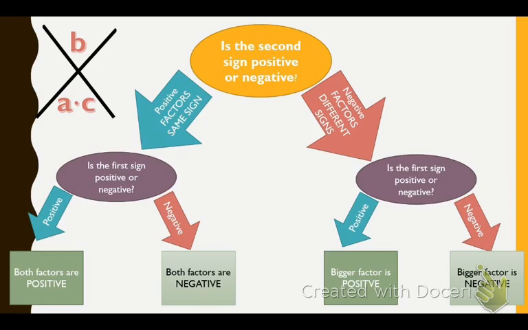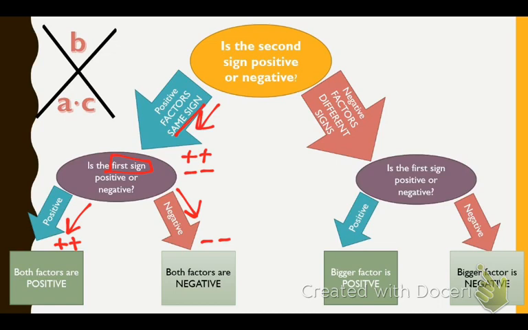When you're factoring, the first thing you look at is the second sign. If it's positive, that means they'll be the same signs, either both positive or both negative. To figure out if they're both positive or both negative, you look at the first sign. If the first sign is positive, they're both positive. If the first sign is negative, they're both negative.